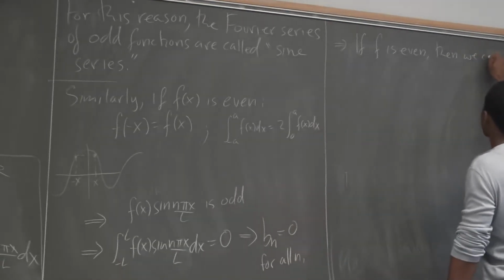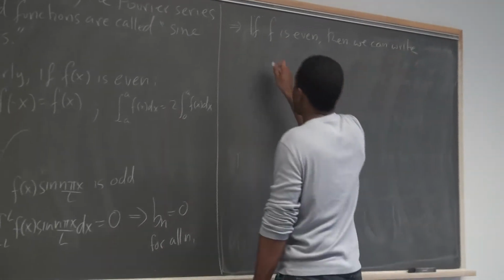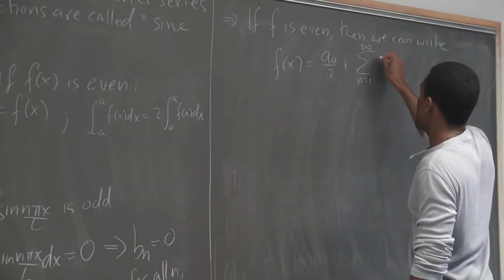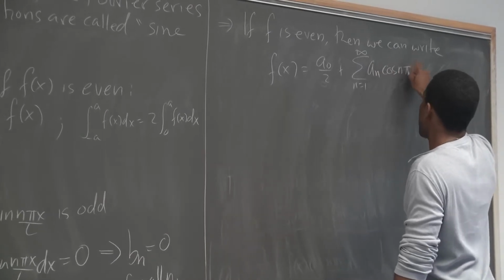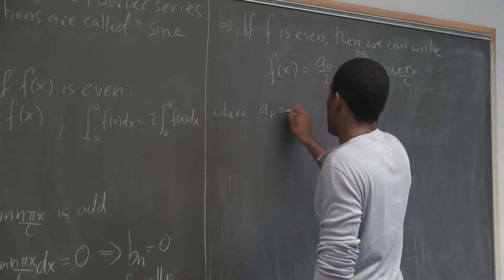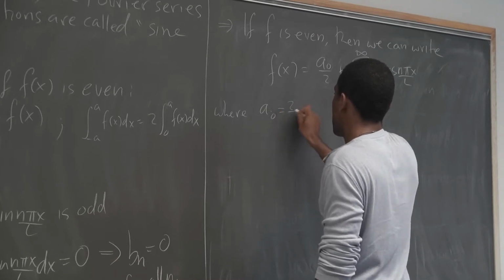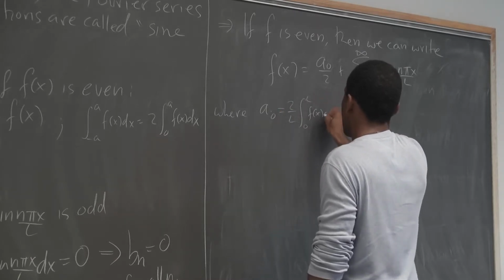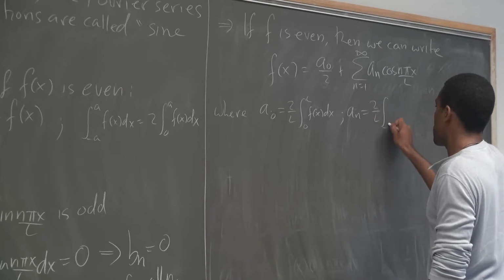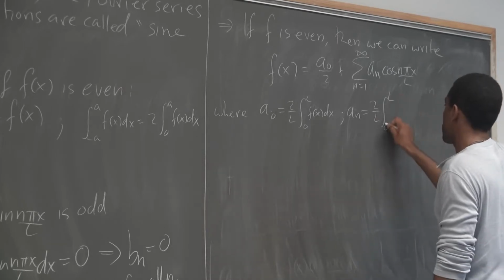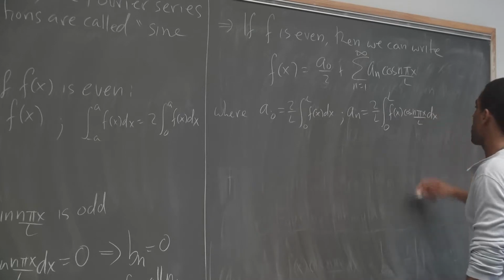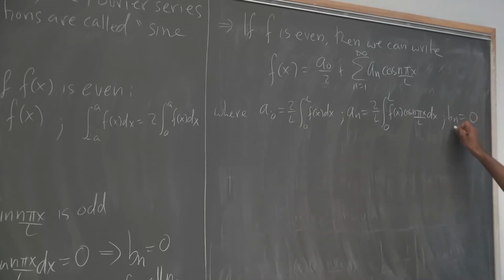then we can write f of x will be a0 over 2 plus the sum n equals 1 to infinity of a n cosine n pi x over L, where a0 is equal to this, a n is equal to this, 0 to L, f of x cosine n pi x over L dx, and your bn equals 0 for all of them.